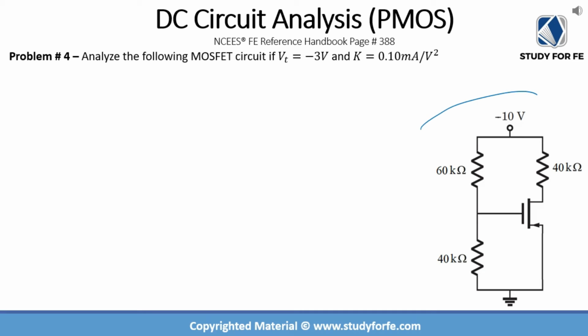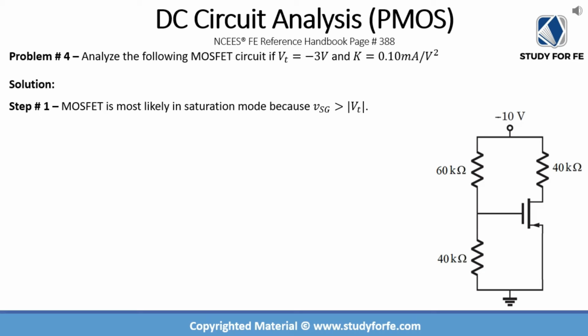We have this circuit. You can see that this is a PMOS because the arrow is pointing inwards, and our VT value is equal to -3 volts and our K value is 0.10. Our step number 1 is to assume a state of operation for the given MOSFET circuit. So we know that our source voltage is equal to 0 and this is our gate voltage. Because we have a negative source over here for the gate voltage, that's probably going to be a negative value.